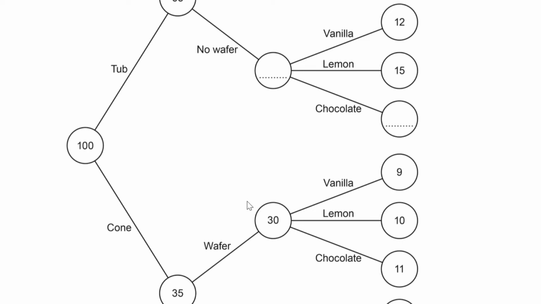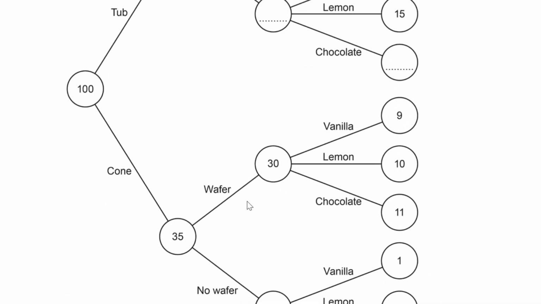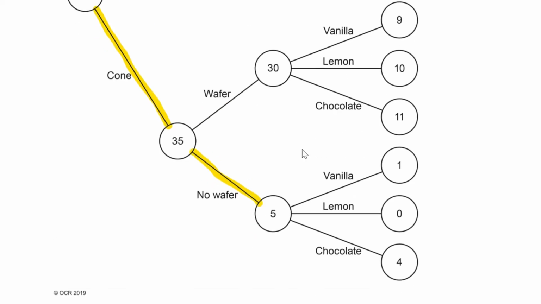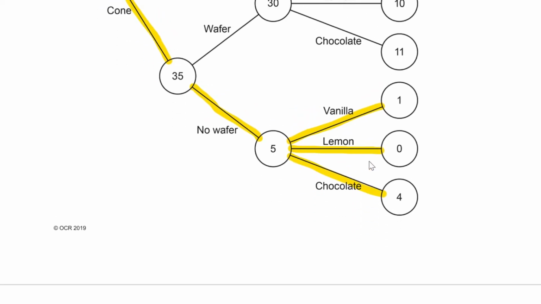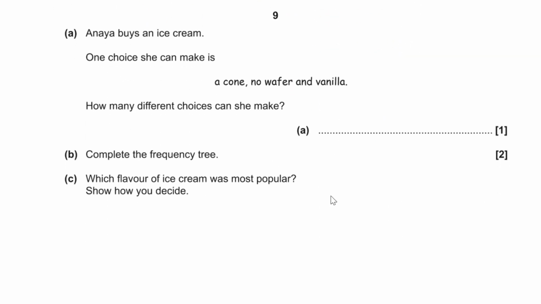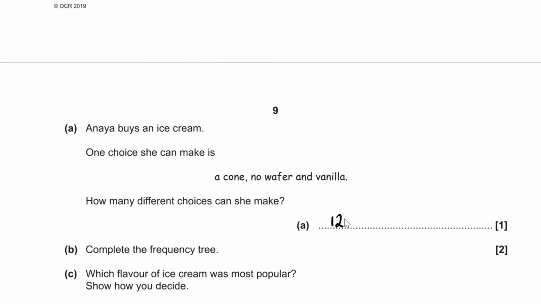So we've got a cone, and then we've got no wafer, and then we can either get vanilla, lemon or chocolate. Well, we can have here cone, no wafer and vanilla, or we can have cone, no wafer and lemon, or we can have cone, no wafer and chocolate. So therefore she can make 12 different choices.